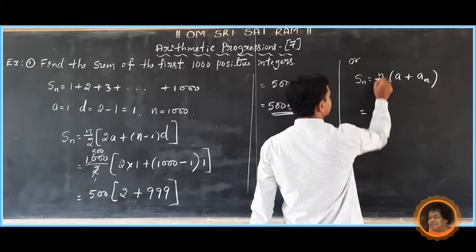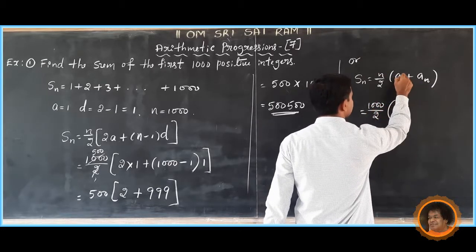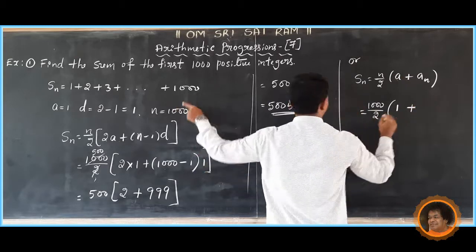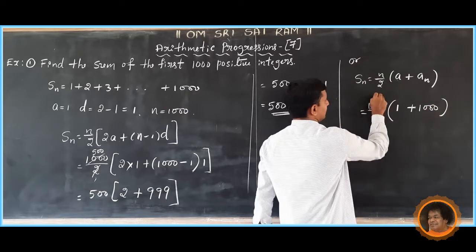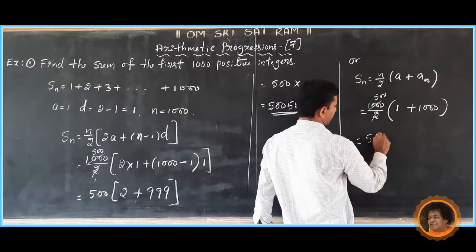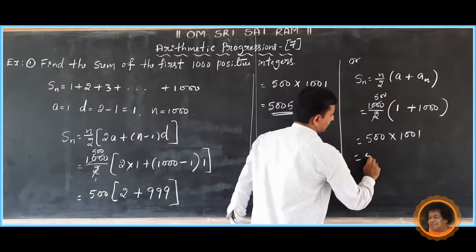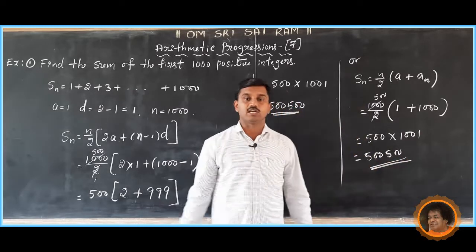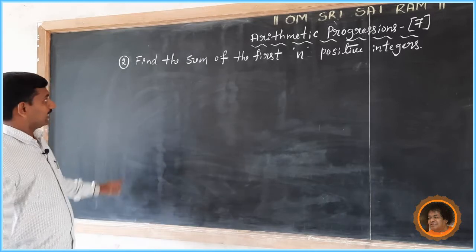So how many terms are there? 1000 terms. So 1000 divided by 2 into a, the first term 1, plus an, the last term, that is 1000. So 2 ones are 2, 500s are 500 into 1001. So this is the sum of the first 1000 positive integers. Go through the next question.